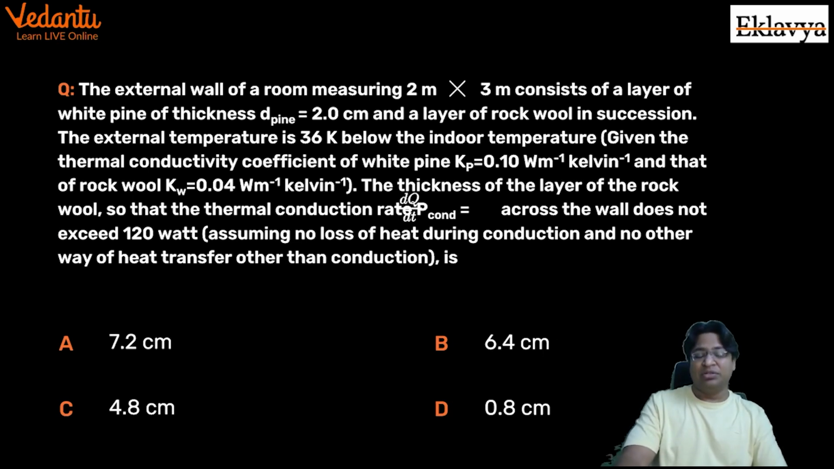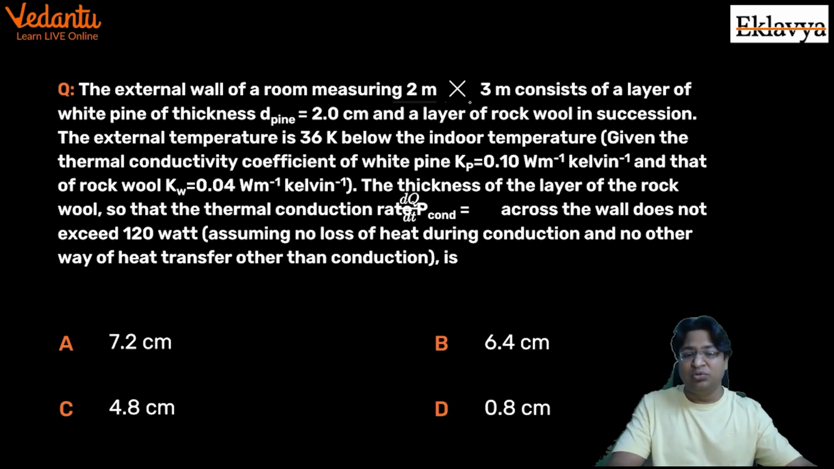This question is based on heat conduction, and again, it doesn't look like a very difficult question. It says that the external wall of a room measuring 2 by 3 consists of a layer of pine with a thickness of 2 centimeter, and a layer of rock wool in succession. The external temperature is 30 K below the indoor temperature. The thermal conductivities are given, so the values are mentioned here. The thickness of the layer of rock wool that will allow a conduction rate across the wall not to exceed 1. Guys, there is some misprint here.